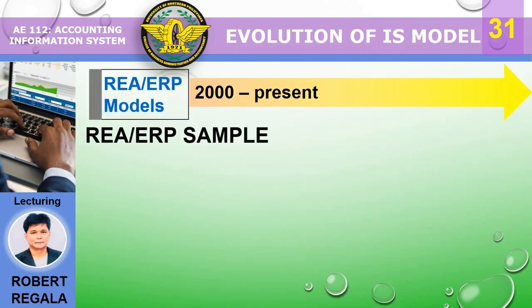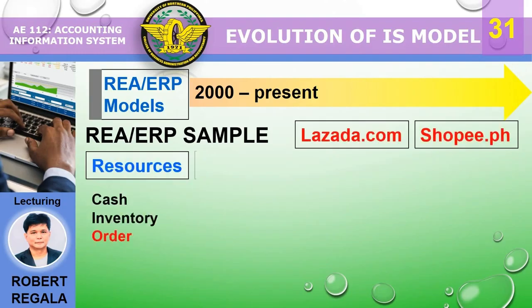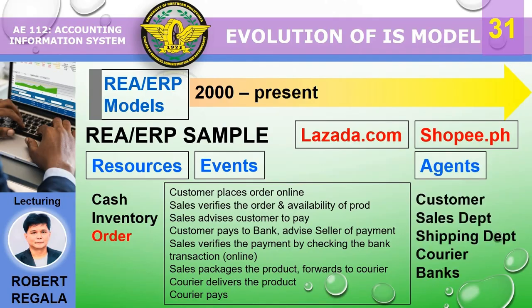This slide presents an example of the implementation of the REA concept and ERP in the order processing business process, based on the business models of Lazada and Shopee. The resources that are affected in the order process are cash and inventory. A third resource which may be created may be called order, to enable the tracking of orders that have not yet been fulfilled. The events that affect these resources are listed under the events column.